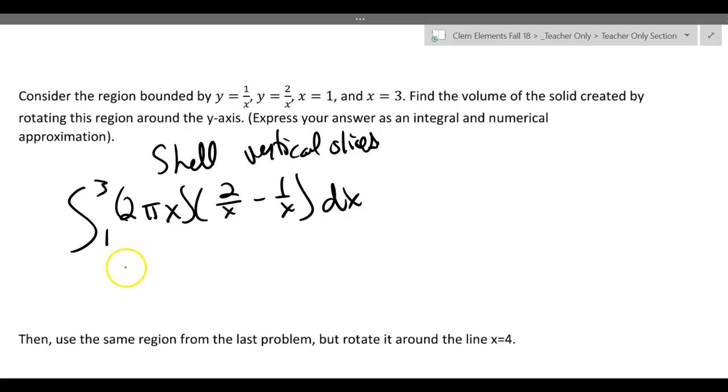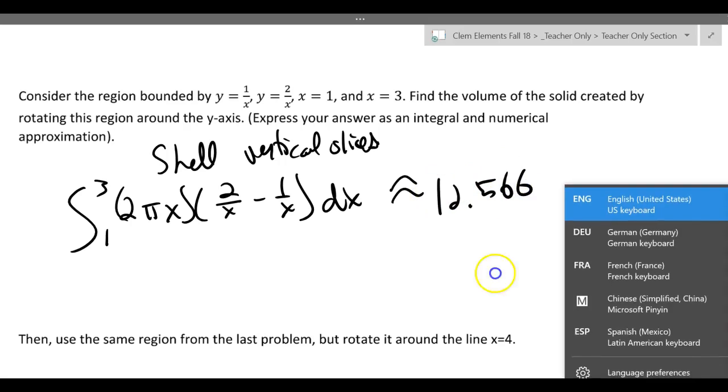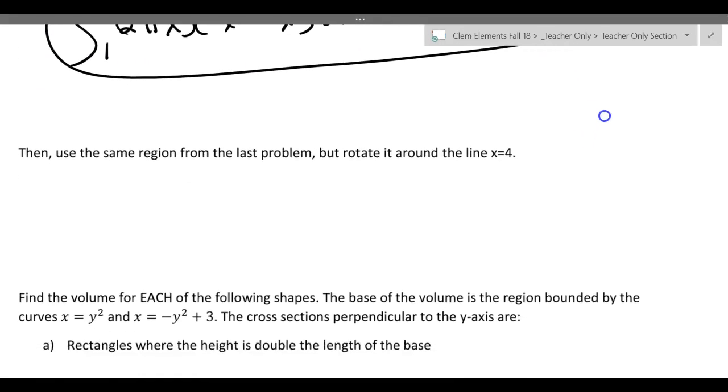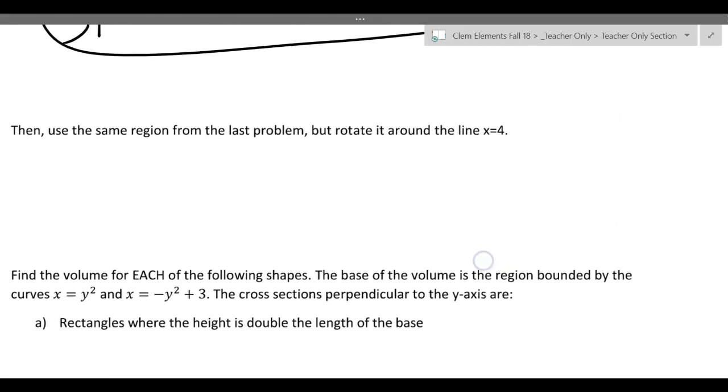Because again, shell is just 2 pi r times the height, and r is x, and the height is this distance right here. Cool. Let's just see what that gives us. 1 to 3 of 2 pi x times the height gives about 12.566. Okay, line x equals 4.